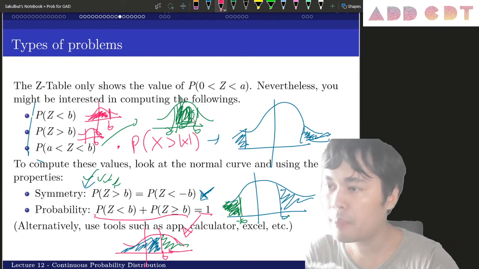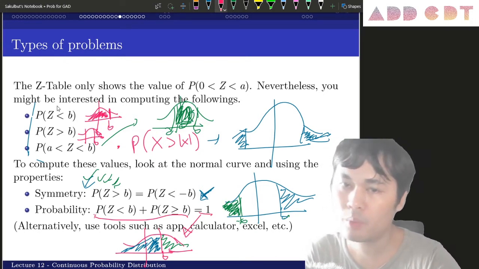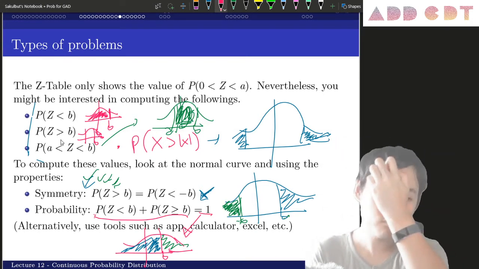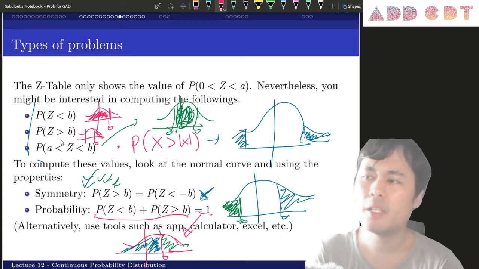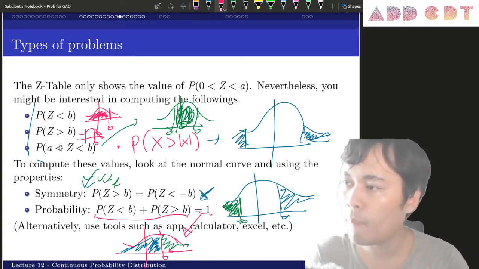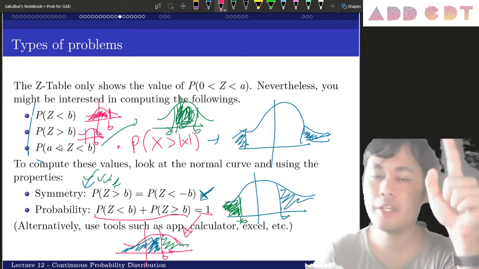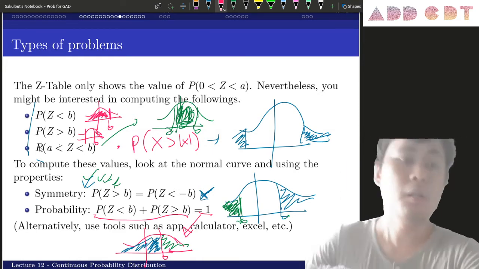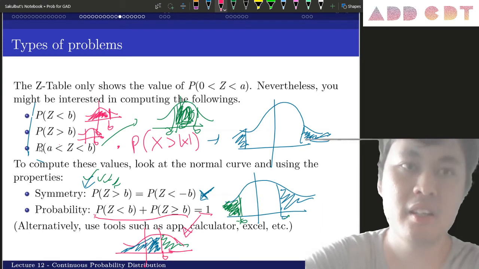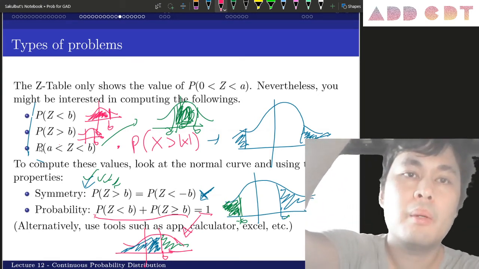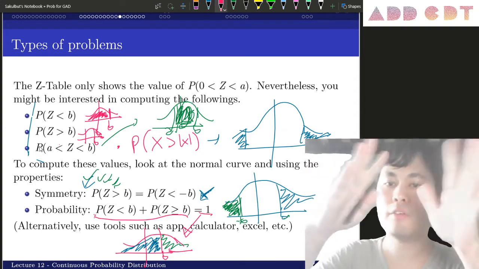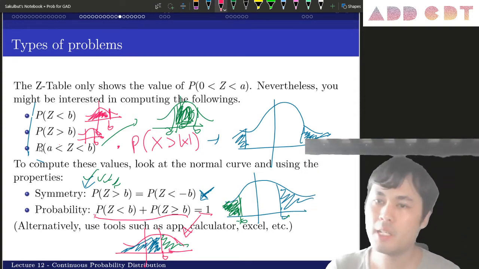Sometimes some apps let you actually compute each of these separately, but some don't allow that. Some only allow the basic probability. So you may have to manipulate the formula a little bit.